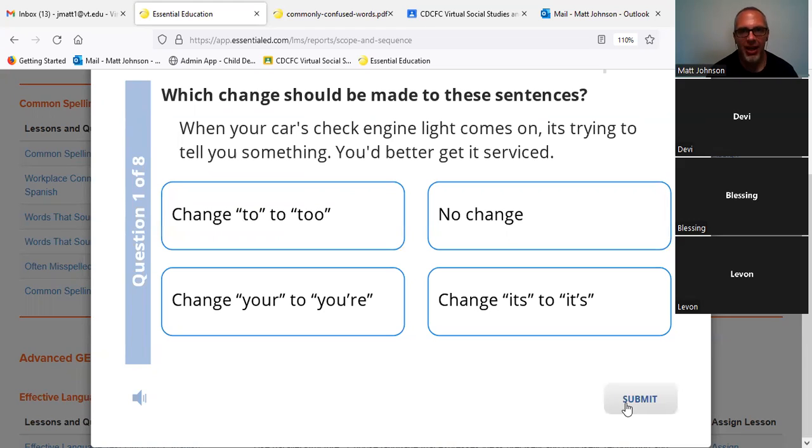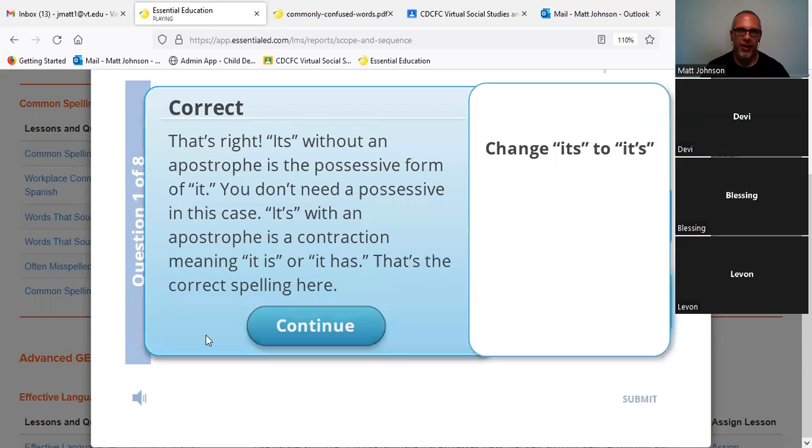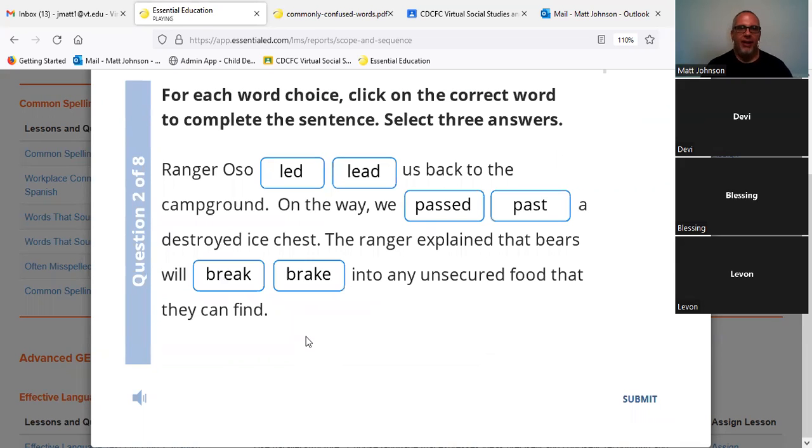When your car's check engine light comes on, it is trying to tell you something. You'd better get it serviced. So not the possessive pronoun there. Rather, we need the contraction. So it's, IT'S. Okay. And there's our lead again.